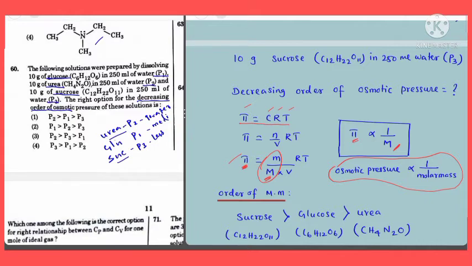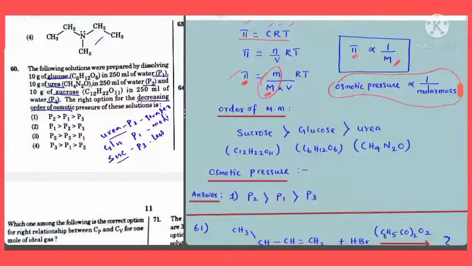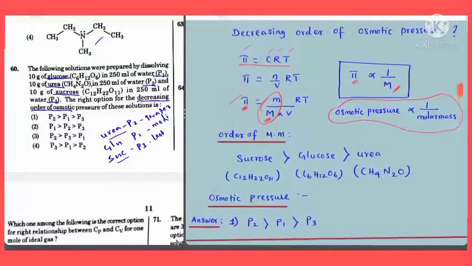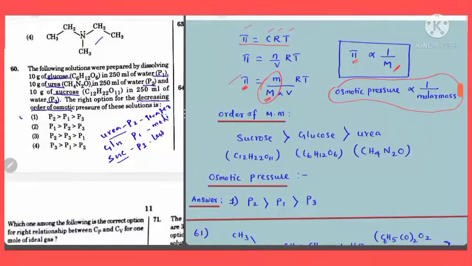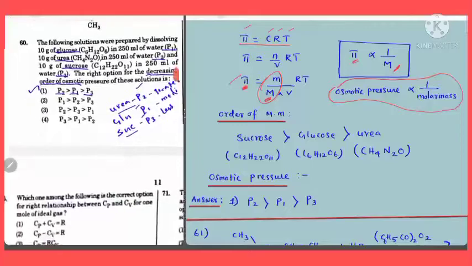P2, P1, P3. So option 1 is the correct one. P2 greater than P1, that is, the osmotic pressure of urea is greater compared with the osmotic pressure of glucose, which in turn is greater than the osmotic pressure of sucrose, which has higher molecular mass. Okay, right. Next, question number 61.